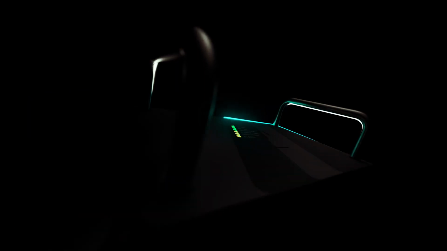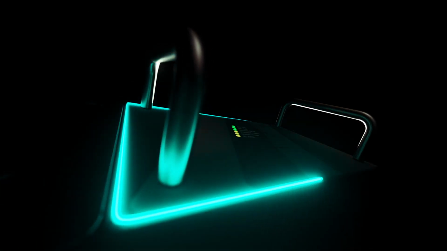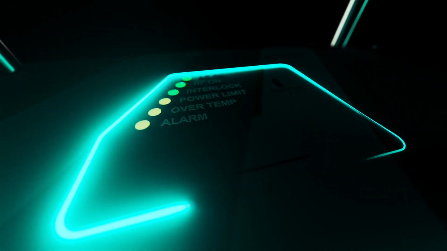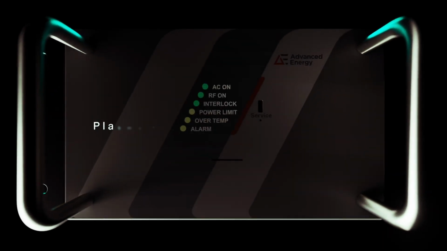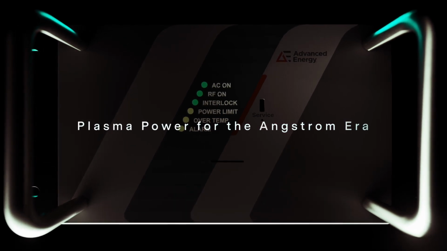smaller dimensions. Advanced Energy is once again breaking new ground, leveraging over four decades of expertise and progress with new solutions to fill the need for transformational power delivery technologies. Plasma power for the angstrom era.